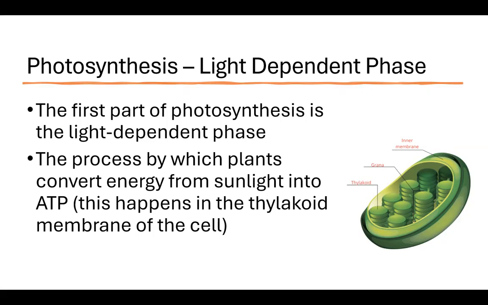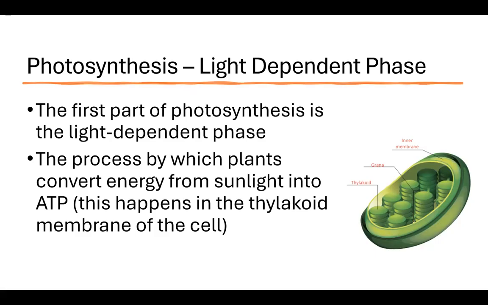This part of photosynthesis is the process by which plants convert energy from sunlight into ATP. ATP is adenosine triphosphate. And this process where the energy from sunlight is converted happens in the thylakoid membrane of the cell, okay? So this is the light-dependent phase of photosynthesis. The second phase is the Calvin cycle.